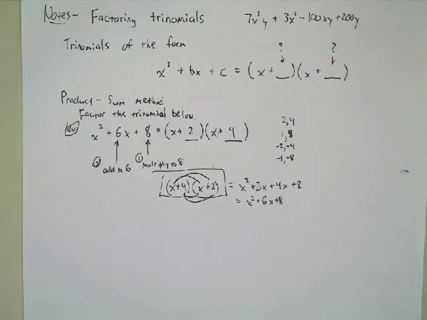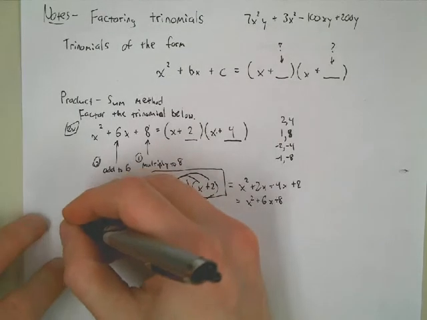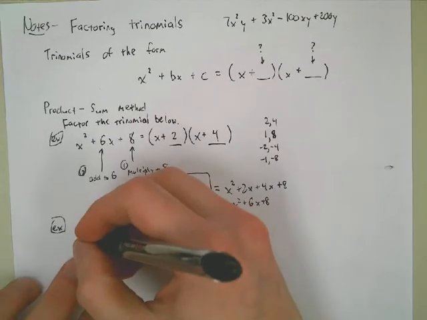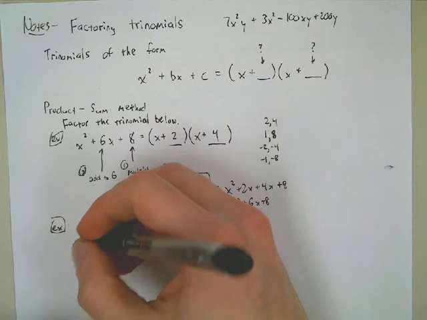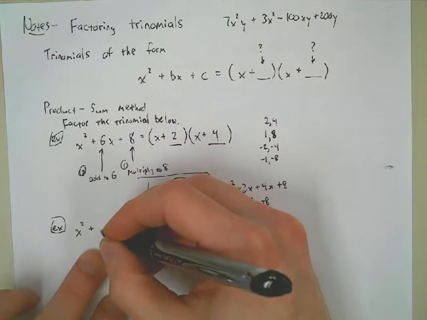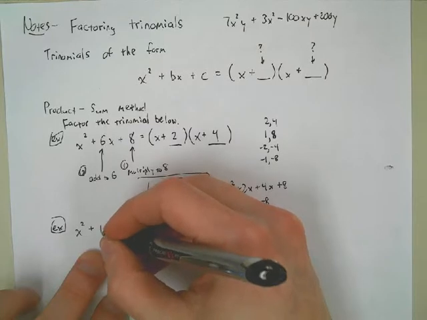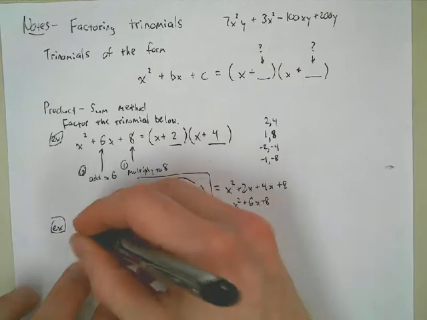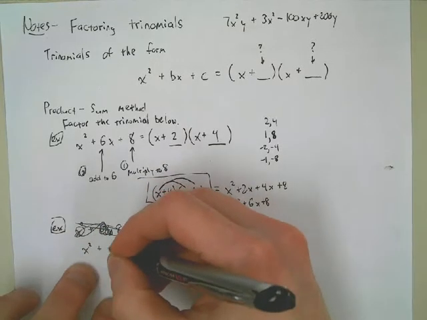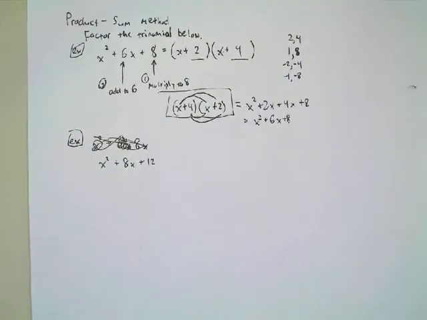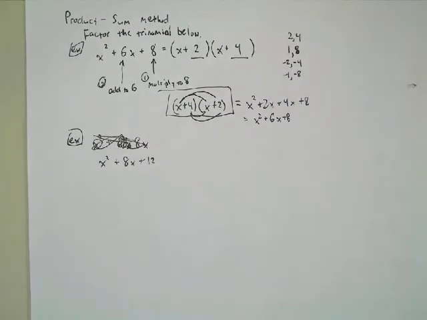So let's do another one here. Let's continue on with this idea. All right. Let's see here. X squared plus 10x. Oh, sorry, not 10x. 8x. Sorry. Let me write this one now because it's all messy. X squared plus 8x plus 12.